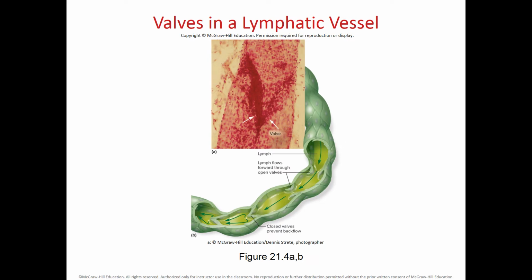This is the histology, the microscopic view of the valves within the lymphatic vessels. They are regularly closed, and once the lymph enters from distal regions into proximal regions, this lymph will flow from distal to proximal. And then as the fluid expands these walls, they will close these valves, preventing backflow of the lymph.